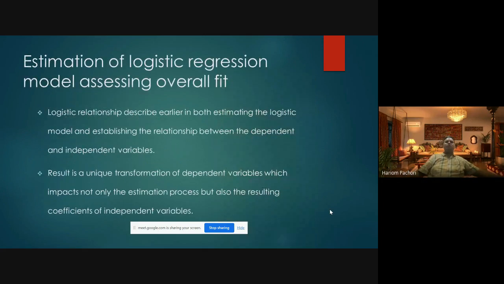So, estimation of logistic regression and assessing overall model fit. For the logistic regression relationship described earlier, in both estimating the logistic model and establishing the relationship between the dependent and independent variables, the result is a unique transformation of the dependent variable, which impacts not only the estimation process but also the resulting coefficients of the independent variables.